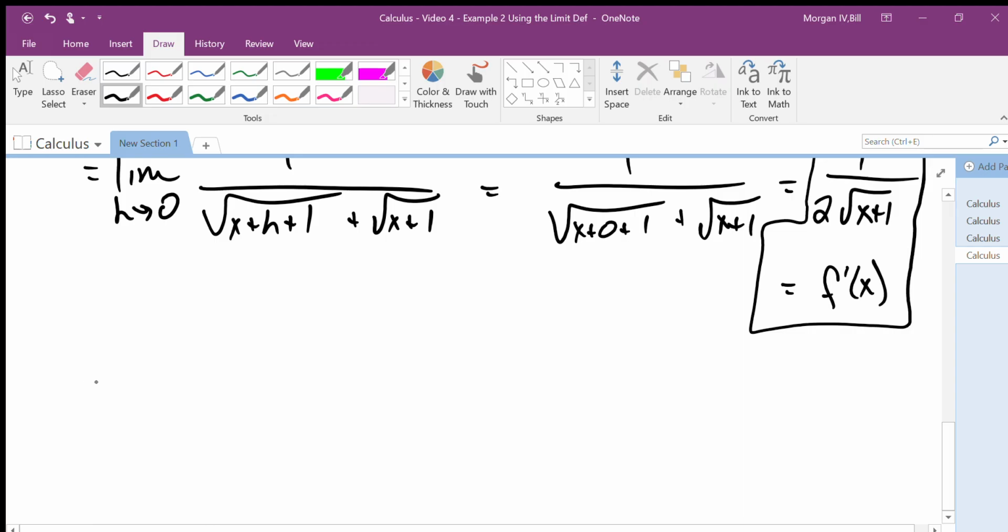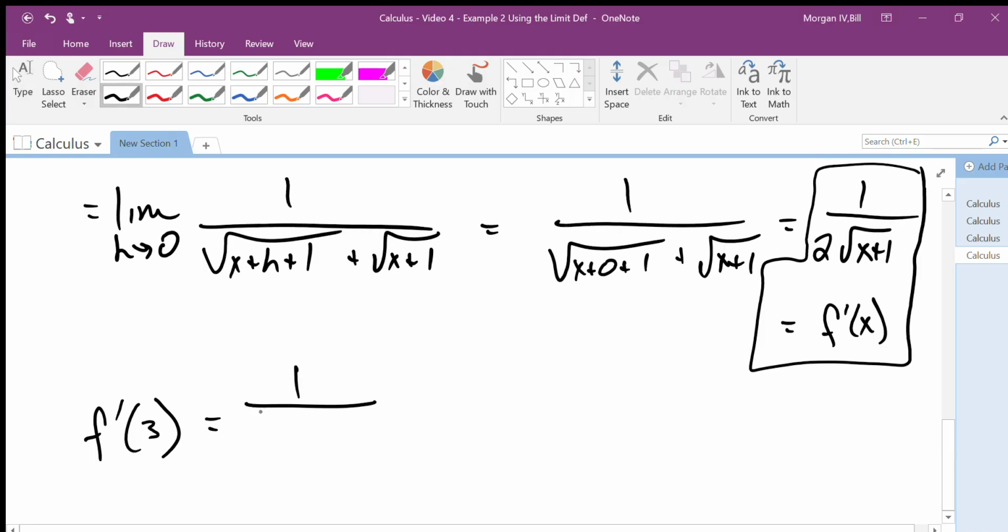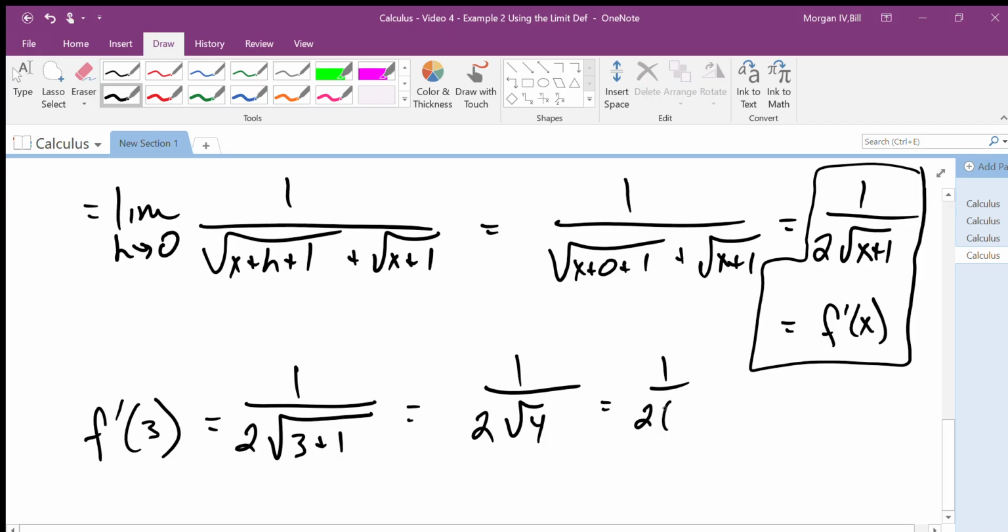So we want f prime at a value of 3. That is 1 over 2 times the square root of 3 plus 1. 1 over 2 times the square root of 4. That's 1 over 2 times 2. That's 1/4. And what we're saying here is the slope of the tangent line at the point, was it 3, 2, I believe. At the point 3, 2, the slope of the tangent line is 1/4.